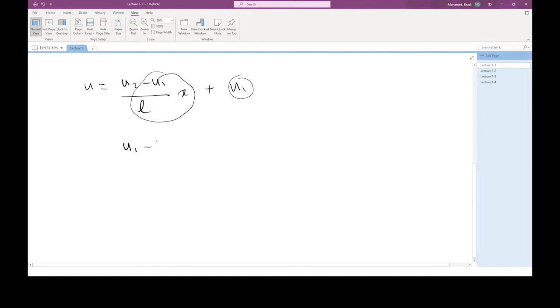I have u1 minus u1 multiplied with x over l. And then I have u2 multiplied by x over l, added to u2 multiplied with x over l. This is the expression for u. Now I'm going to take u1 as a common factor. So you have u1 multiplied with 1 minus x over l. And then you have u2 multiplied with x over l.